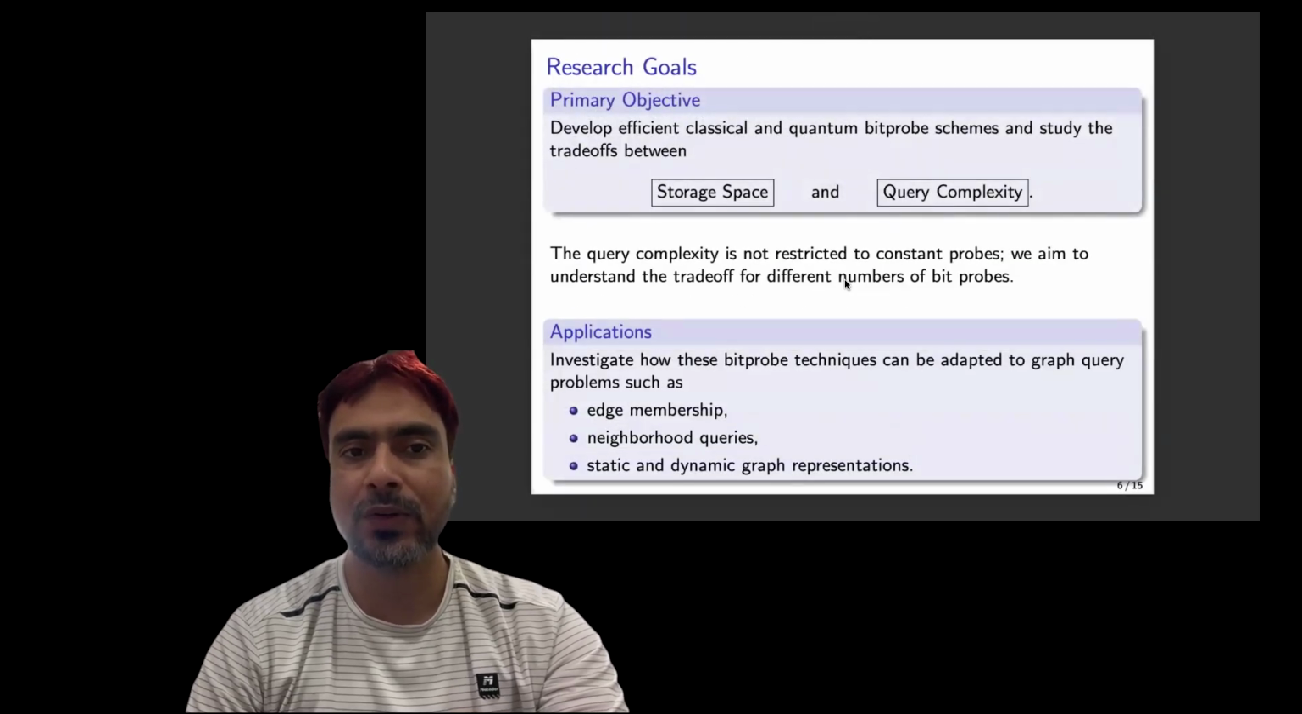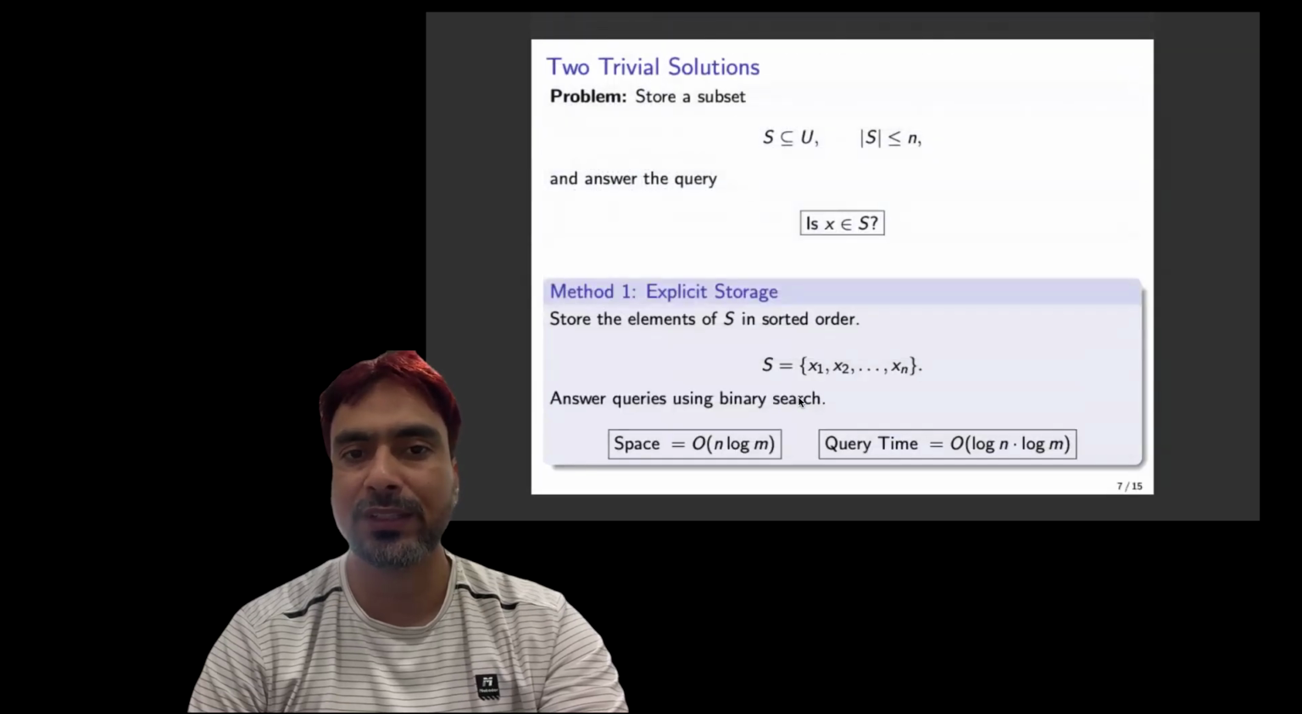So our research goal is to develop efficient classical and quantum bit probe schemes and study the trade-offs between storage and query complexity. Our number of probes need not be constant. For applications, we want to investigate how these bit probe techniques can be adapted to graph query problems such as edge membership, neighborhood queries, and static and dynamic graph representations.